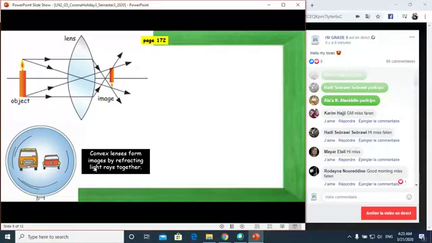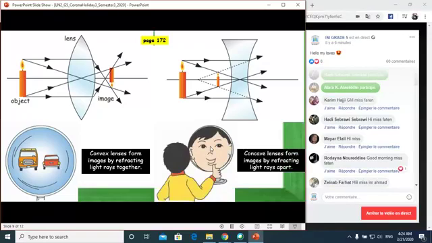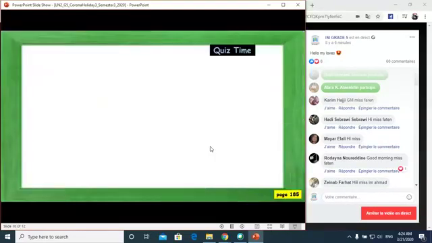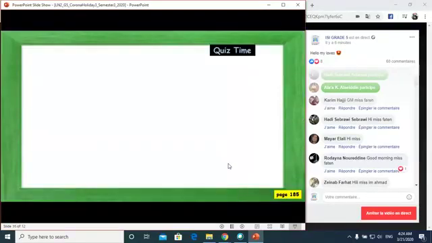Convex lenses put the light rays together, so they give smaller images of the things. Concave lenses put the light rays apart, so they give a larger image of the thing.